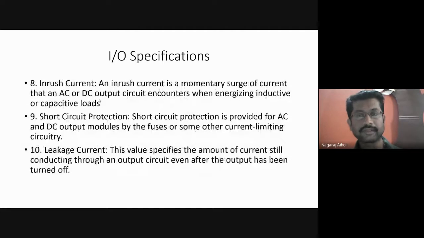Inrush current, an immediate increase in the current because of low impedance, low resistance. This is discussed by considering Ohm's law, that is I equals V by R, and if the resistance is less, there is an immediate surge in the current, or inrush, a sudden increase in the current. That may happen sometimes.